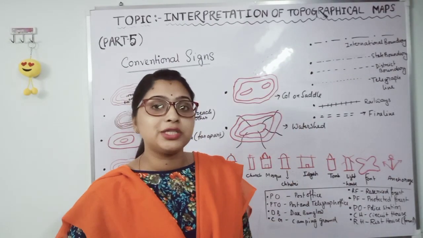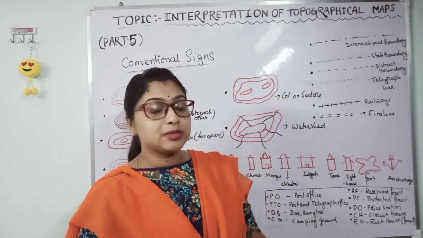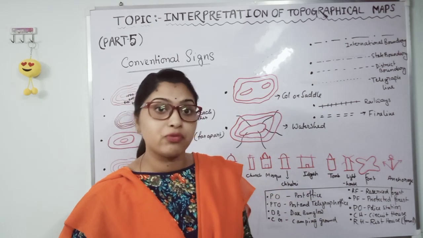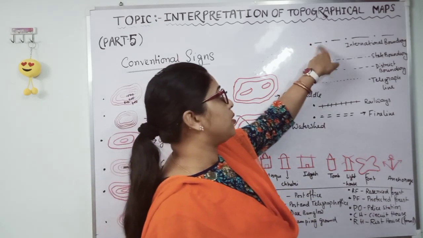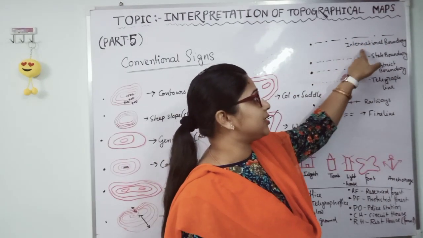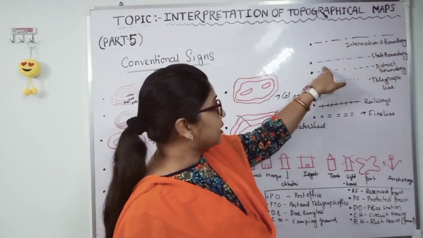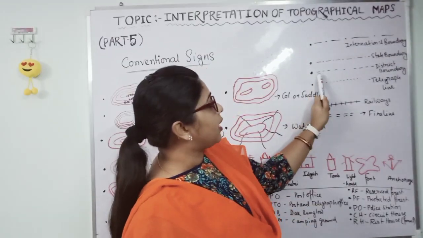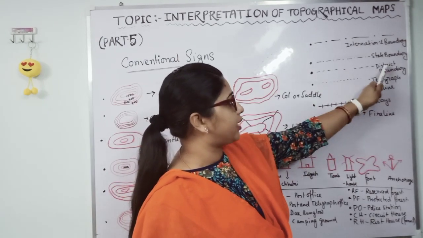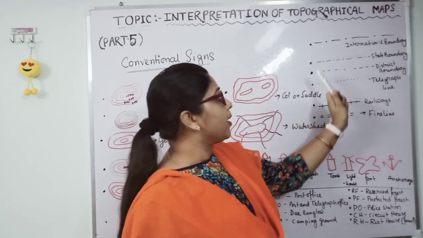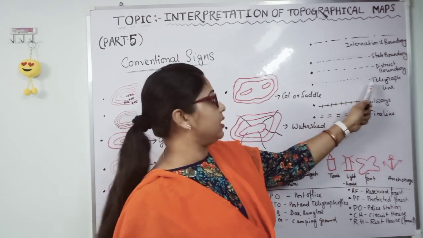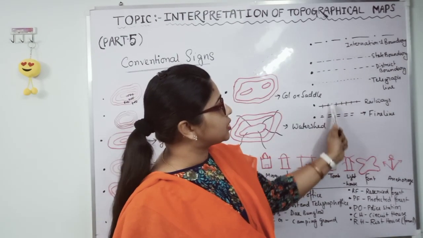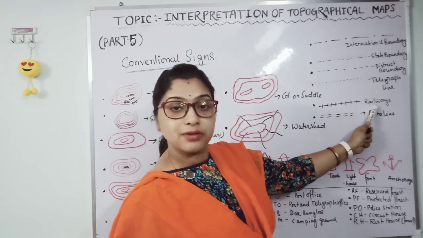Next, here I will also show some boundaries. We all know that in the political map we see some boundaries, but what kind of boundary will it be in the topo map and how will we know which kind of boundary it is? When there are big dashes with dots within, that is the international boundary. When there are small dashes with a dot within, that is the state boundary. When there is a very small dash, that forms the district boundary. When there are black dots, that forms a telegraph line. And when there is a black line cut by black standing lines, that is railways.